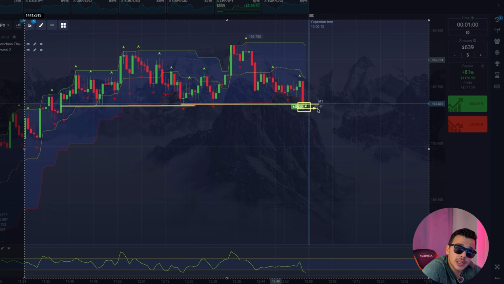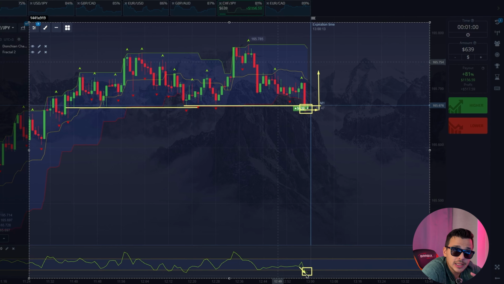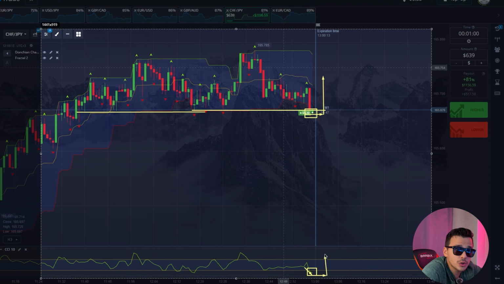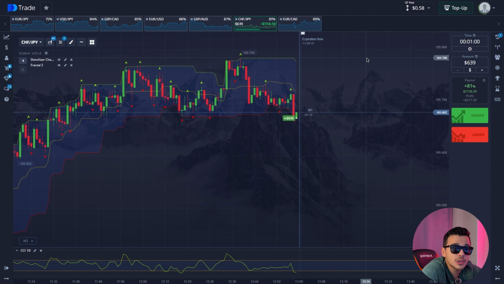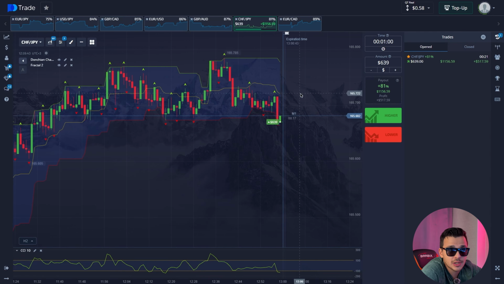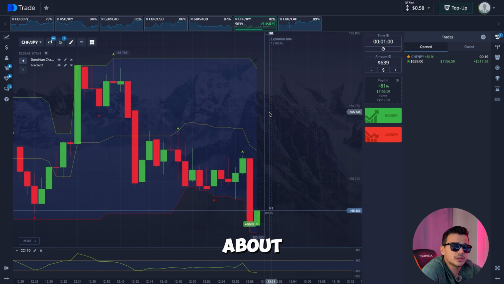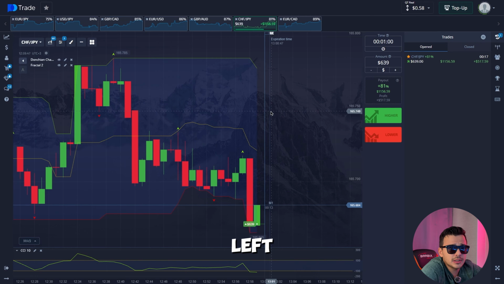We have our channel indicator touching the lower moving average. And we also see that our oscillator's moving average should also touch the lower moving average, turn around and go up according to the pattern of this strategy. We have about 15 seconds left. Let's observe the result.